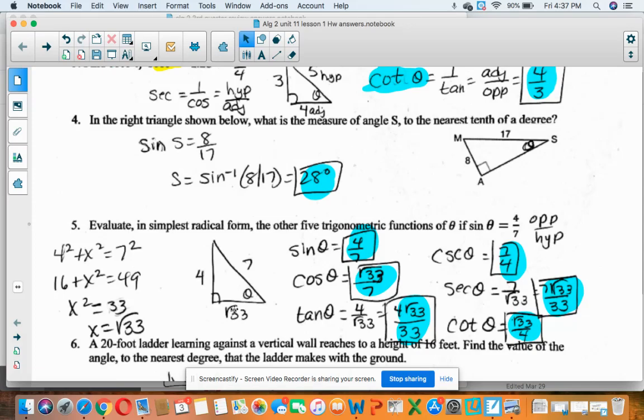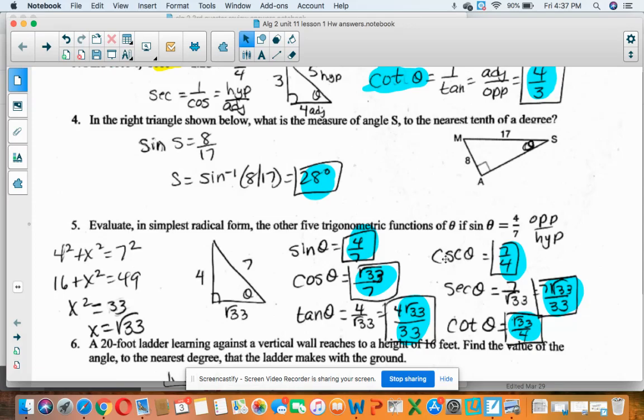So cosine is adjacent over hypotenuse, radical 33 over 7. Tangent is opposite over adjacent, 4 over radical 33. I don't like to keep a radical in the denominator, so I multiply the top and the bottom by radical 33. So on top I have 4 radical 33, and on the bottom radical 33 times radical 33 just equals 33. So that's called rationalizing the denominator. I'm allowed to multiply the top and the bottom by radical 33 over radical 33 because that's really just 1.